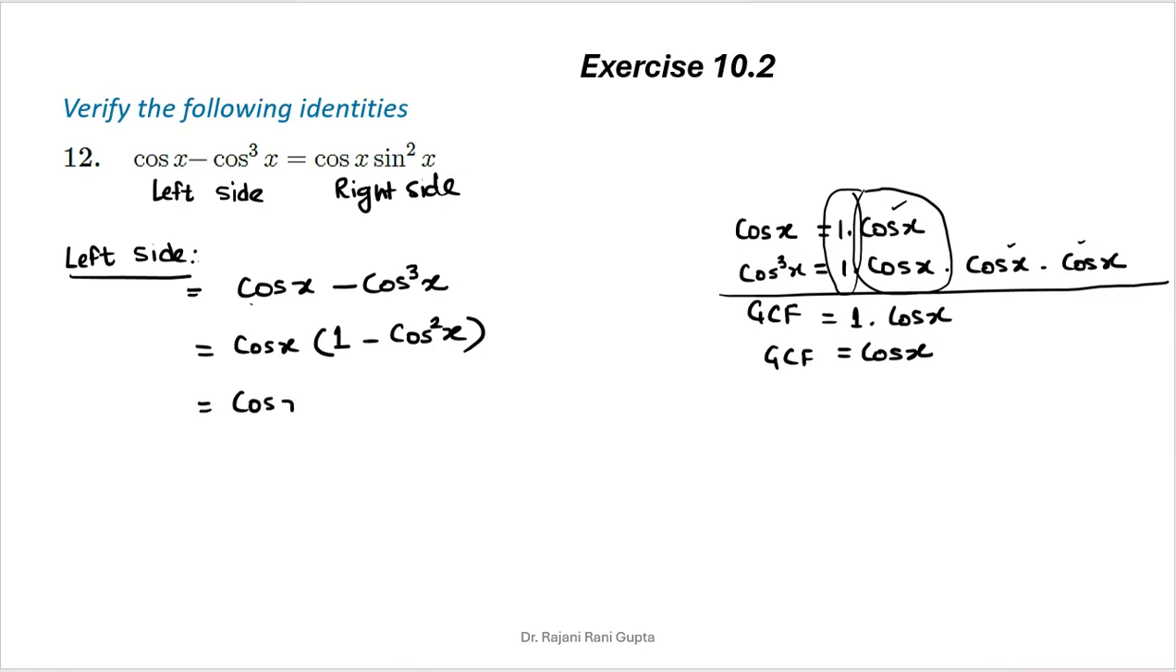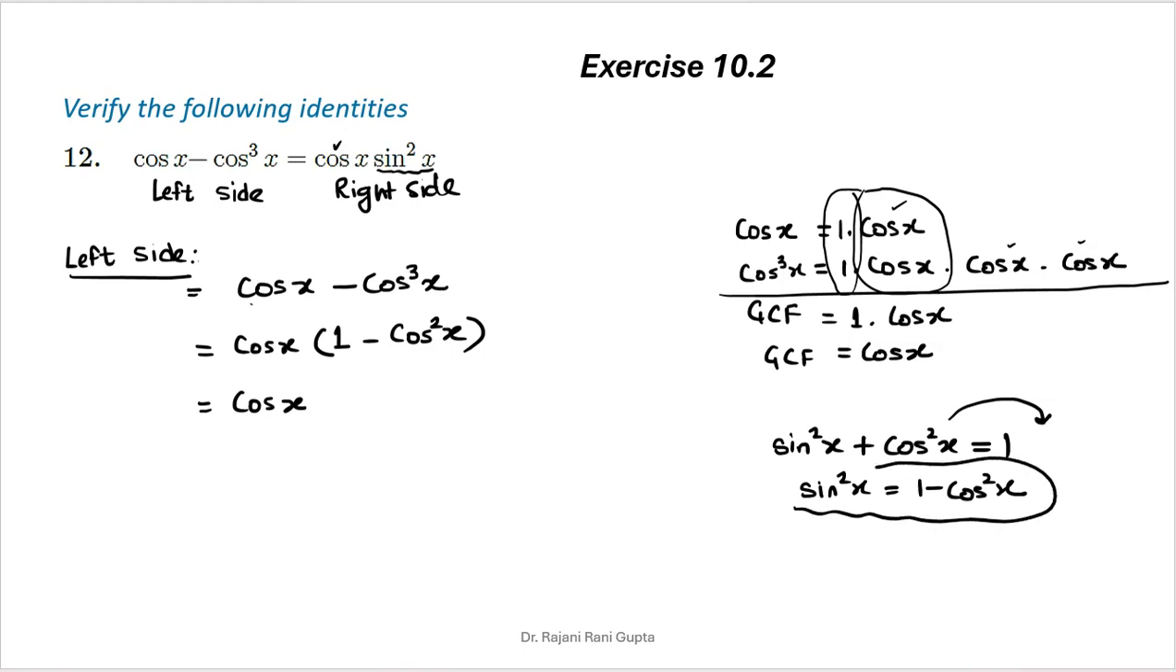Now cosine of x, you got the first term. So you have to get this sine square x. Check, is there any identity that gives you the value of 1 minus cos square x as sine square x? Yes. We have the Pythagorean identity which says that sine square x plus cos square x is 1. So if we move this cos square x to the other side, we get 1 minus cos square x. Now use this here. This gives you sine square x. Now you see, this is the same as the right side. So hence verified.